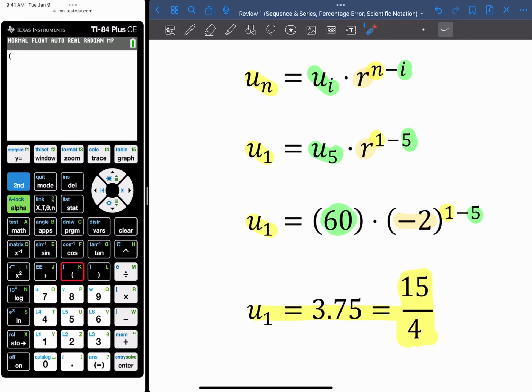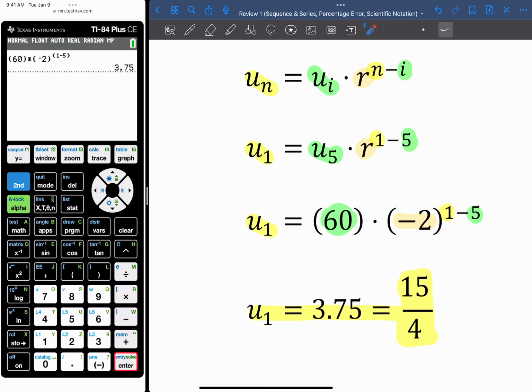I'm going to grab my calculator. I know I'm going to start at the fifth term, which is 60. I'm going to times that by my pattern, -2. Remember to put it inside parentheses, just so you tell your calculator that I want you to take that -2 and raise it to the power of 1 minus 5. I'm going to press enter. And I'm going to get 3.75.